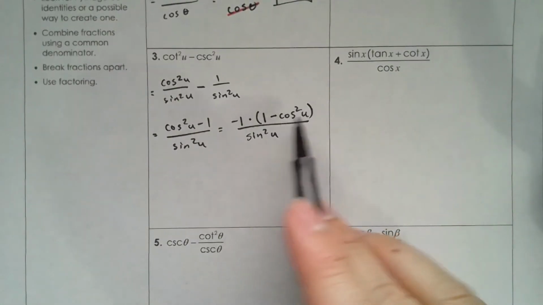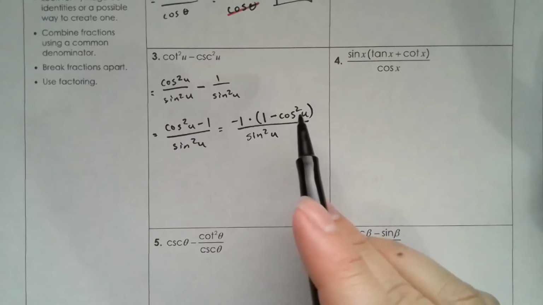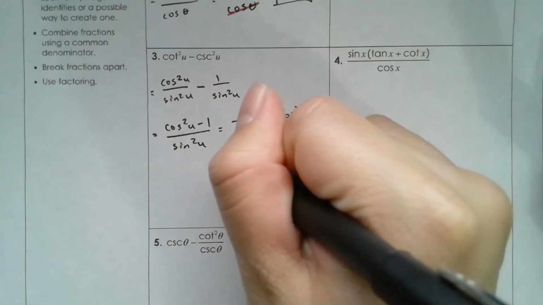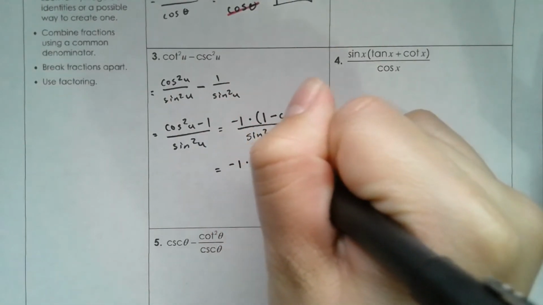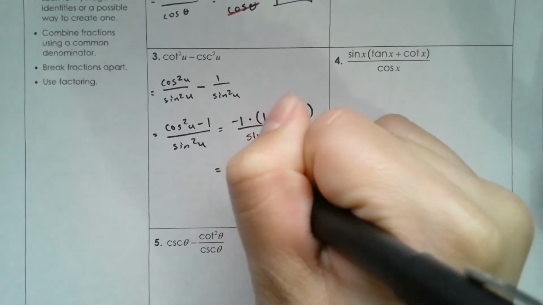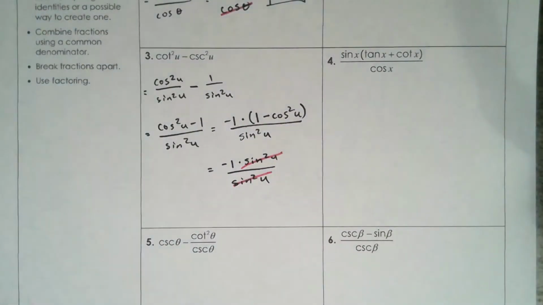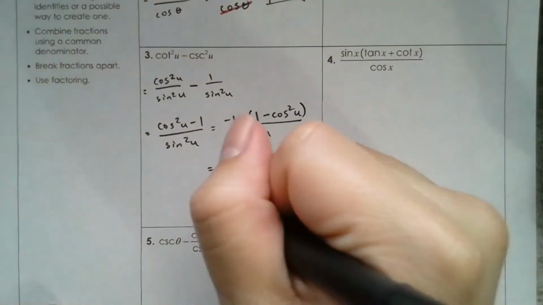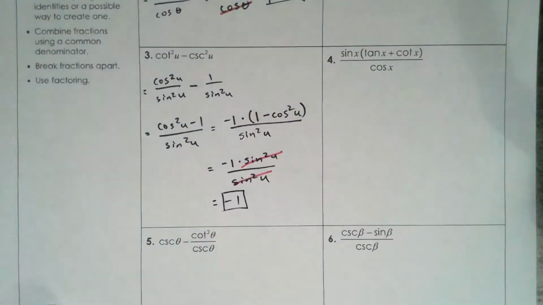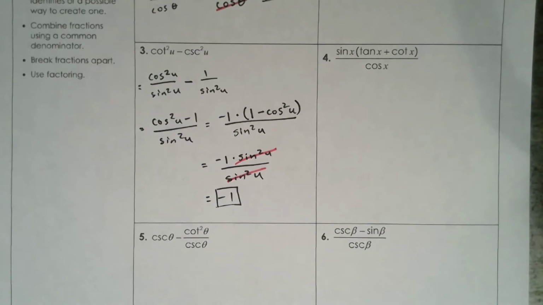This is the identity I showed in the previous page. This is sine squared u. So then -1 times sine squared u over sine squared u. It's a fraction, these guys cancel, and so your answer is just -1. Okay. Number 4.